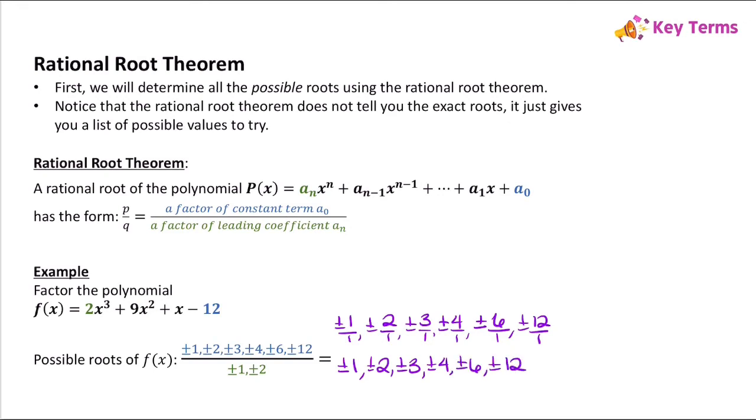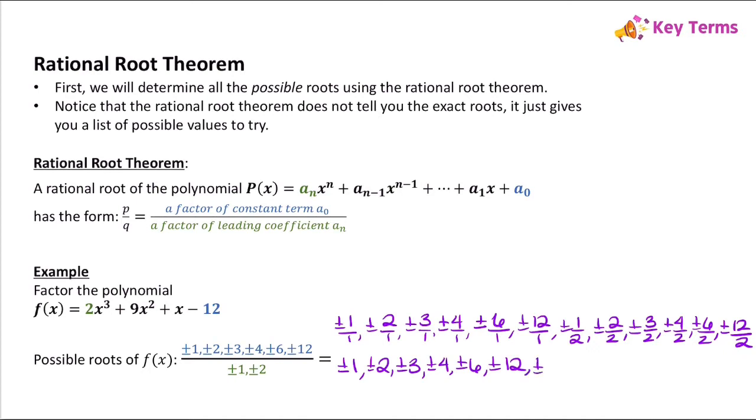So now let's take all of these numerators and put them over 2. When we do that, we get plus or minus 1 over 2, plus or minus 2 over 2, plus or minus 3 over 2, plus or minus 4 over 2, plus or minus 6 over 2, and plus or minus 12 over 2. So now let's reduce these fractions.